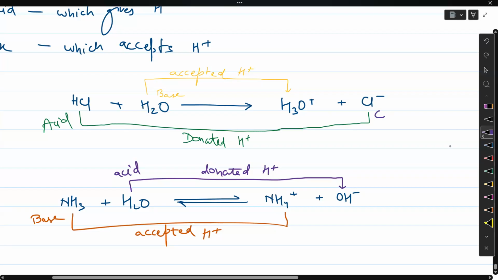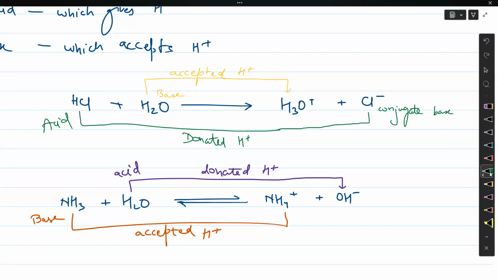Cl minus will be known as the conjugate base of HCl. And similarly, this was the base. So this H3O plus will be known as the conjugate acid. बात समझ में आ रही है? Yes, sir. Similarly, NH3 is a base. If it has accepted H plus, it has become NH4 plus. So this will be known as conjugate acid or base?